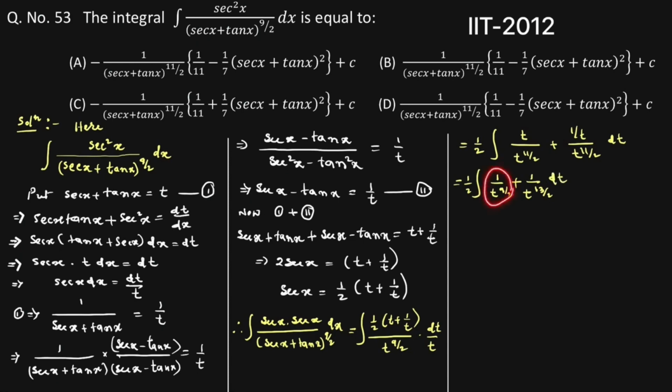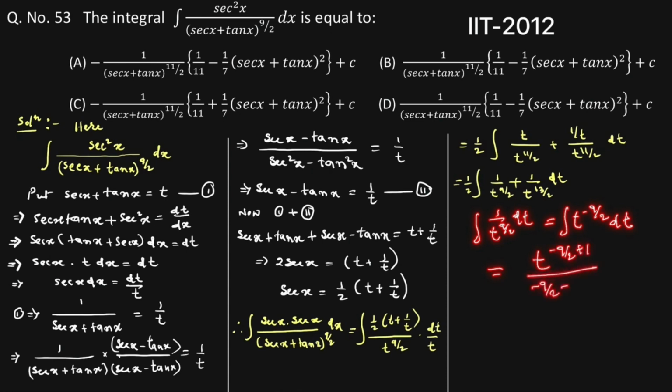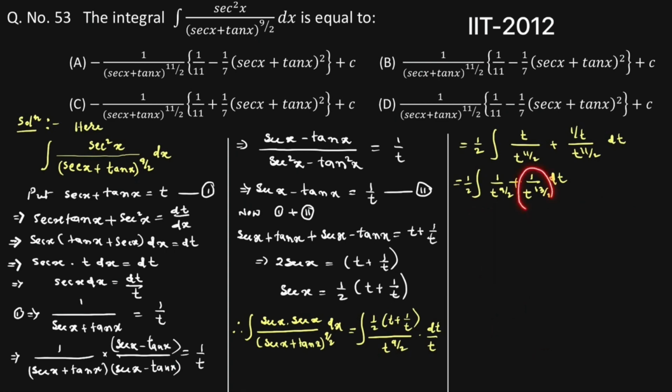If you integrate this, that is integration of 1 by t to the power 9 by 2 dt, which is equal to integration of t to the power minus 9 by 2 dt, we are able to write t to the power minus 9 by 2 plus 1 divided by minus 9 by 2 plus 1 plus c, which is equal to minus 2 by 7 t to the power minus 7 by 2 plus c. If we integrate this, then we will get minus 2 by 11 t to the power minus 11 by 2 plus c.